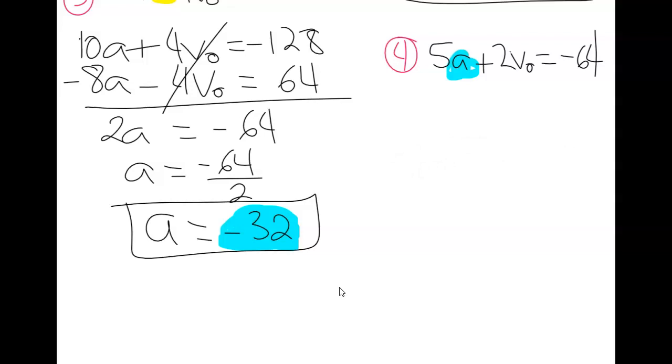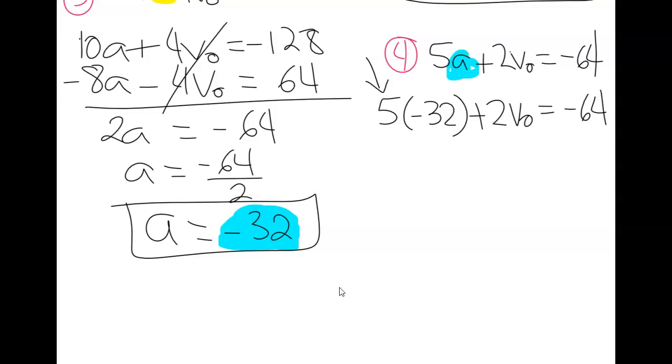So let's see if we get a better result. So 5 times negative 32 plus 2 v sub 0 equals negative 64. So let's see. 5 times 32. Oh, I see. What I did, I remember now. I multiplied that. Instead of a 5, I used a 2. And then I got negative 64. That was the problem. So it should be 5 times negative 32. So that will be negative 160 plus 2v sub 0 equals negative 64. Okay, now this should work out.